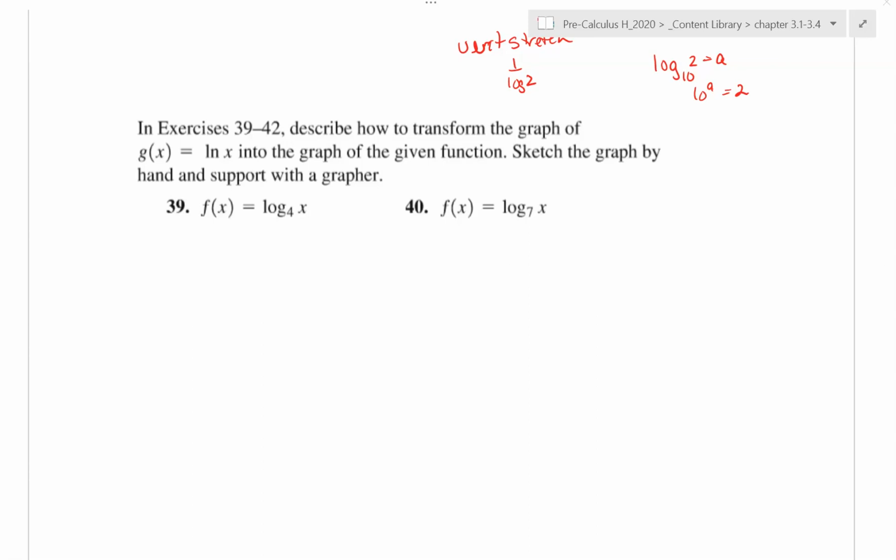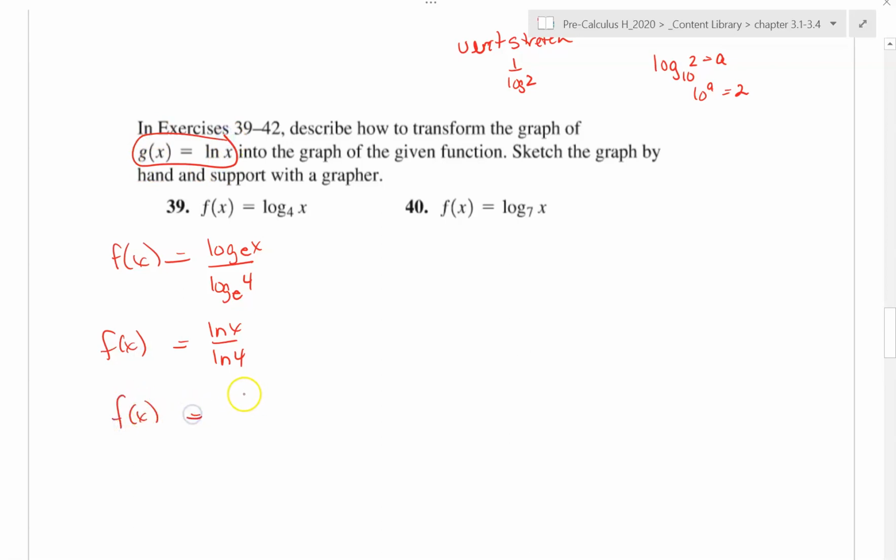For the next problem, we're going to think about how you would transform natural log of x into the following graph. It's very difficult to compare two things that aren't alike. So let's take f of x and use the change of base property. So we have log of x over log of 4, and we change it to a base of e. So we have natural log of x over natural log of 4. Now we would like to compare it to our parent function, natural log of x. This would be a 1 over natural log of 4.